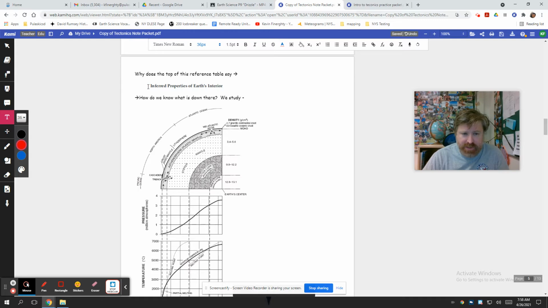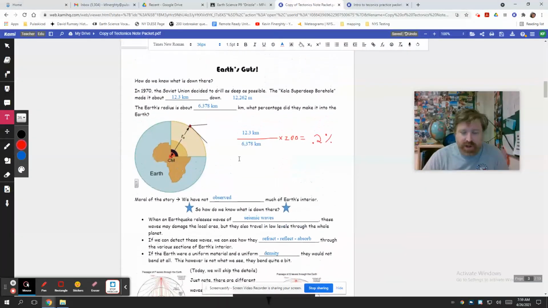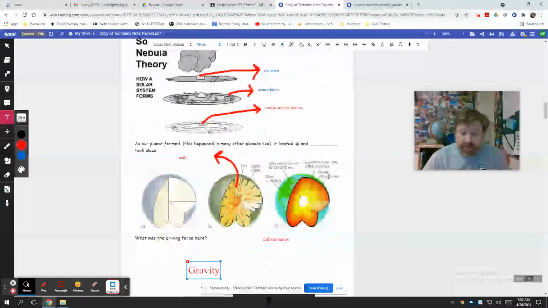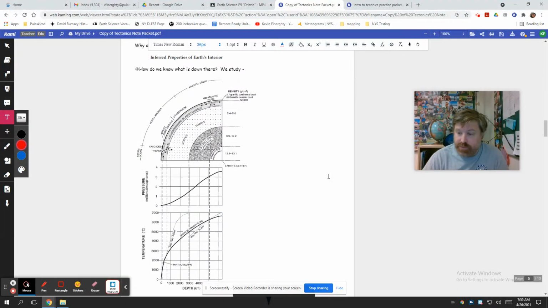Now, the top of the reference table says, and this is important, "inferred properties of Earth's interior." If you were with us for these notes right here, you know that even the most ambitious drilling project ever taken place, which took decades, made it 0.2% of the way down into the crust. We haven't directly observed any of that other stuff, the other 99.8%, right?